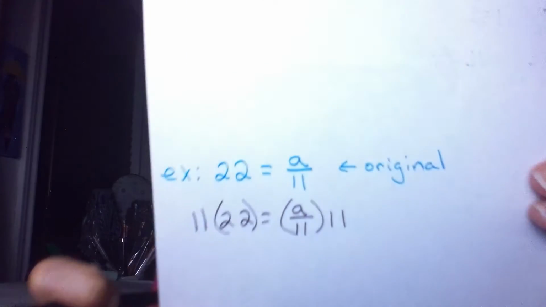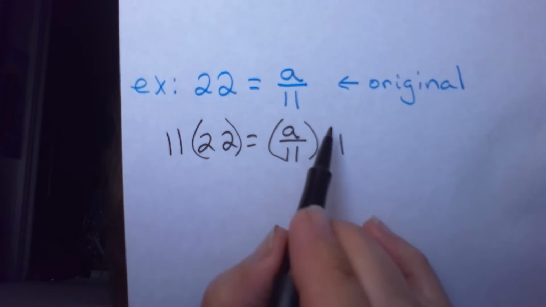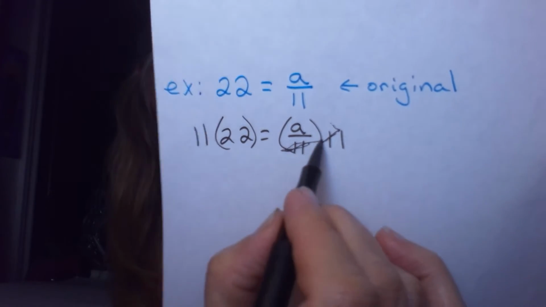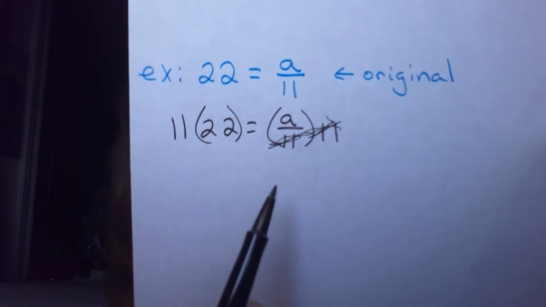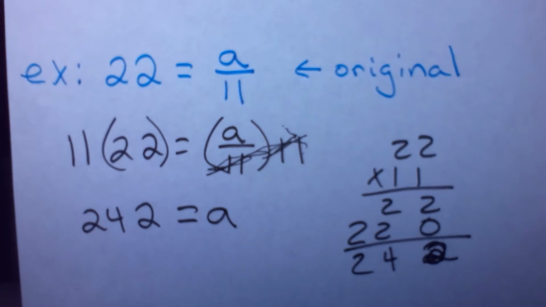In this case, I'm going to multiply both sides by 11. Okay, that means this cancels itself out, and I'm left on this side with just A, and 22 times 11, you do it. Whoops, I just messed myself up there. Did you get 242? Of course you did, because you're awesome.